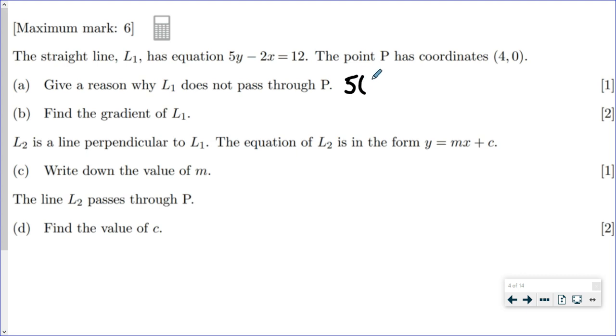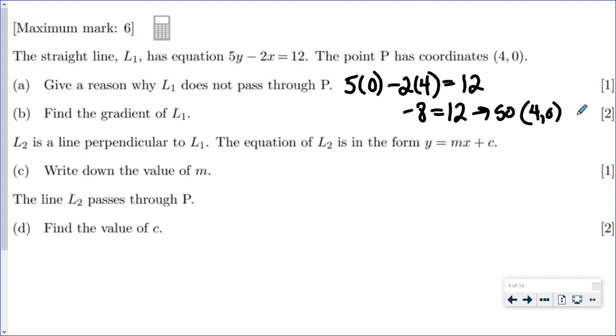So 5 times 0 minus 2 times 4 equals 12. 5 times 0 is 0. Negative 2 times 4 is negative 8. Does negative 8 equal 12? No. So we can say from here, the point 4, 0 is not on L1.